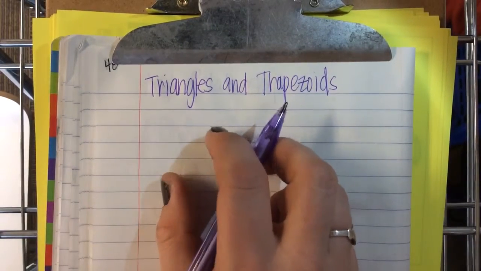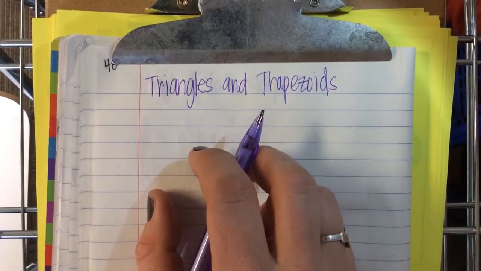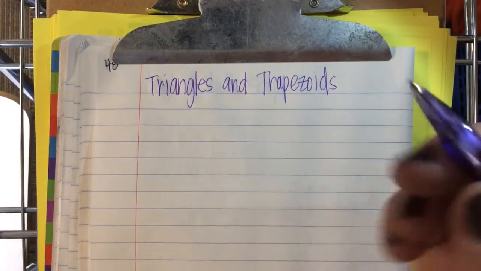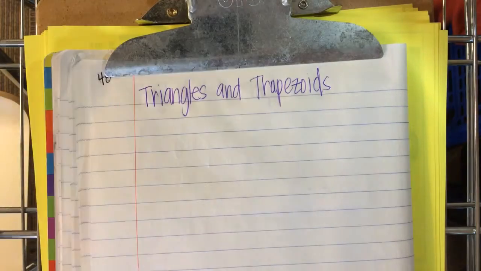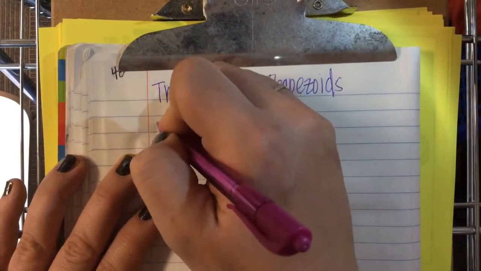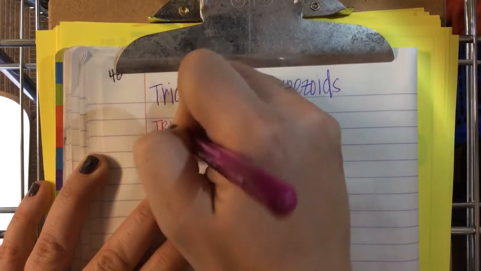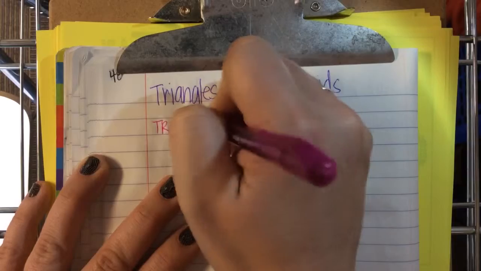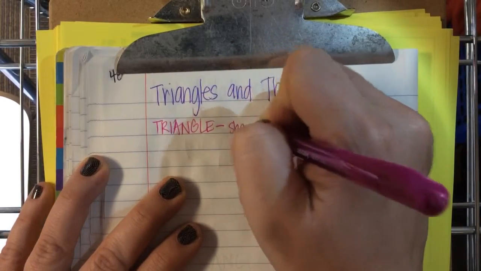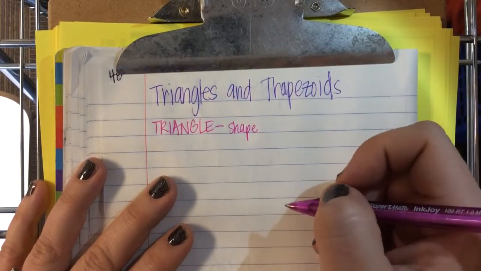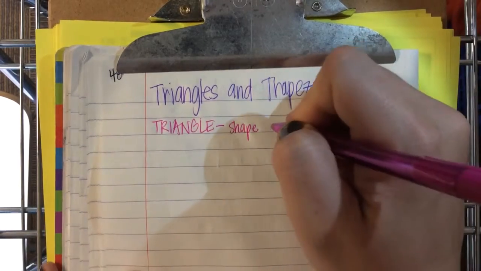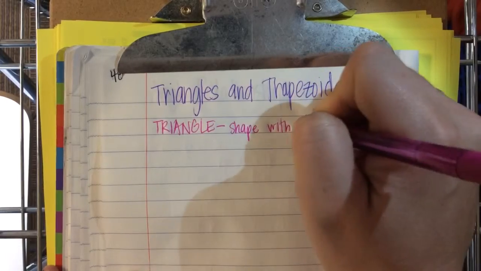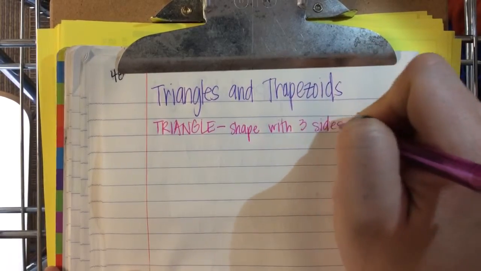So let's talk first. Does everybody in here know what a triangle is? Yeah. How many sides does a triangle have? 3. Right? Triangle is a shape. We technically call it a closed shape, meaning that the corners all meet. It is a shape with 3 sides.